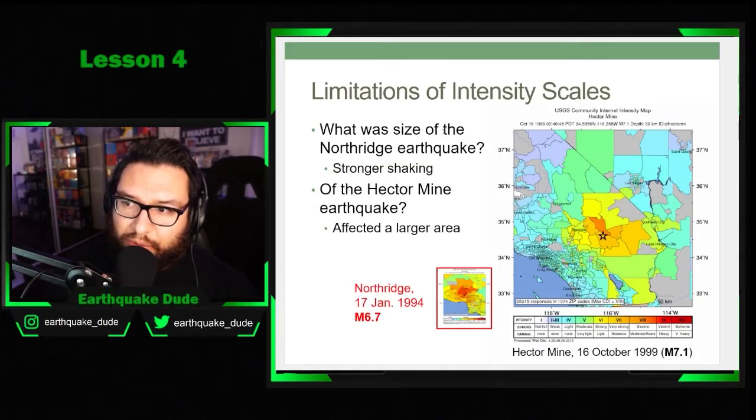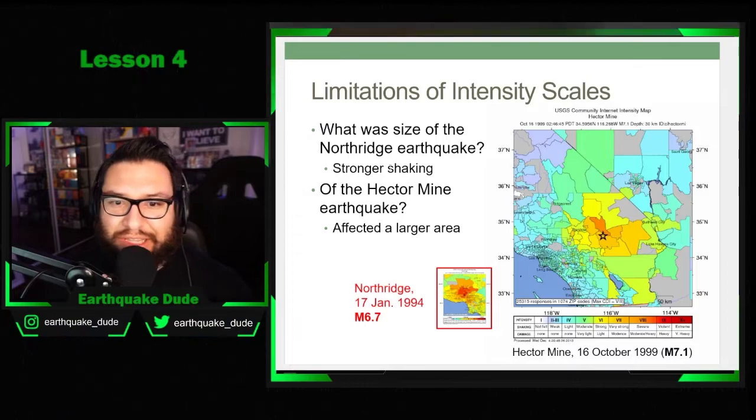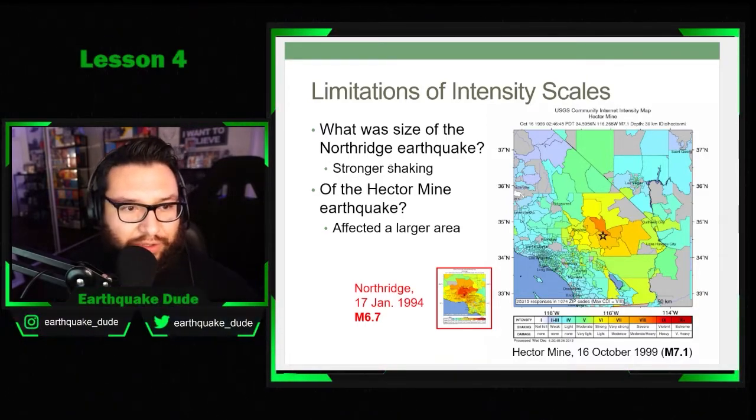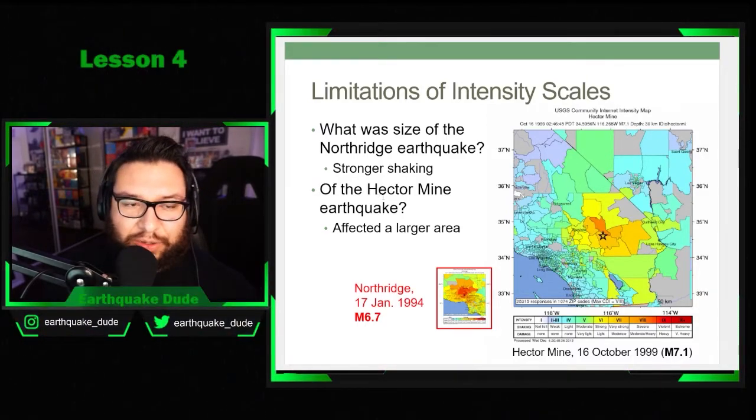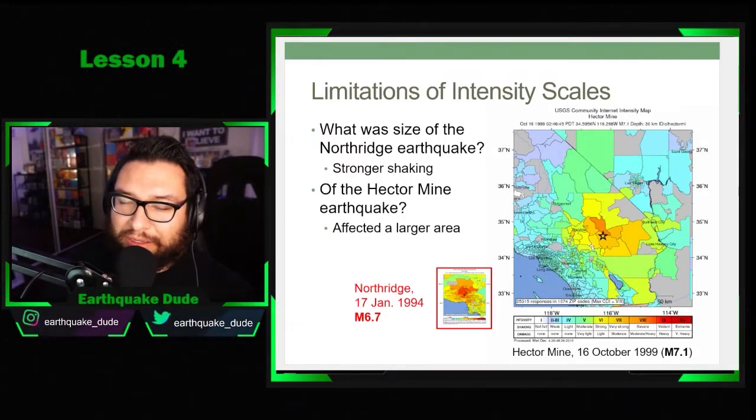So what was the size of the Northridge earthquake? It had stronger shaking because it was underneath the city town, right? Closer to the city. But the Hector Mine earthquake actually affected a large area. But it wasn't as intense.